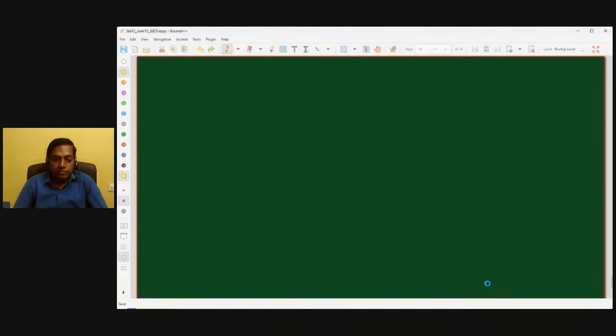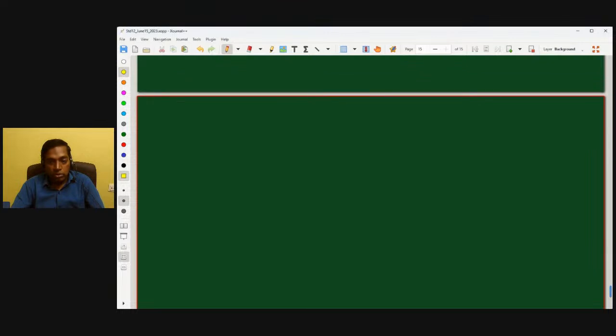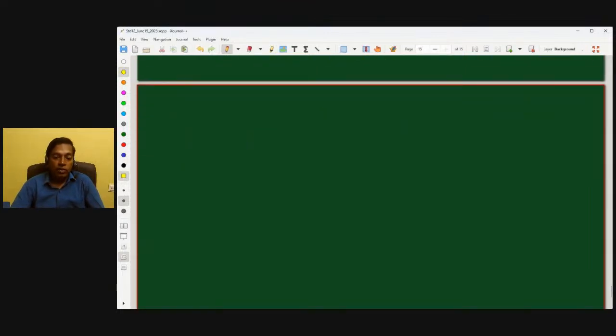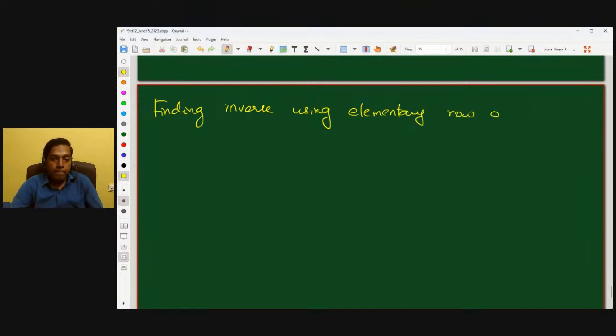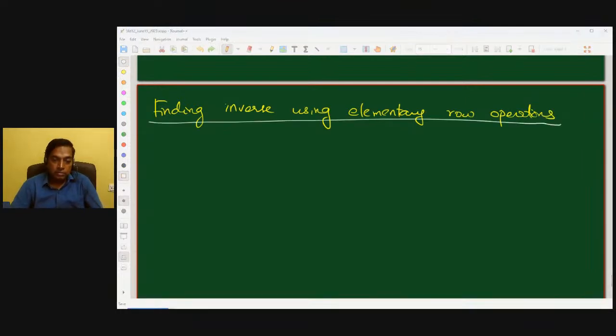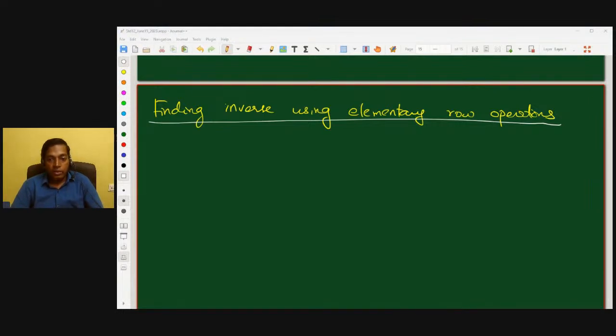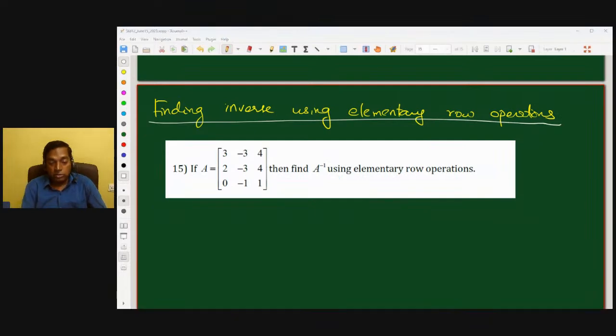Now, the last idea before the break that I want to do is the idea of finding inverse using elementary row operations. This is there in the online lesson. I have explained how to do it. Your textbook also explains it. So what I'm going to do is just do it for one question. Question 15 I will do.